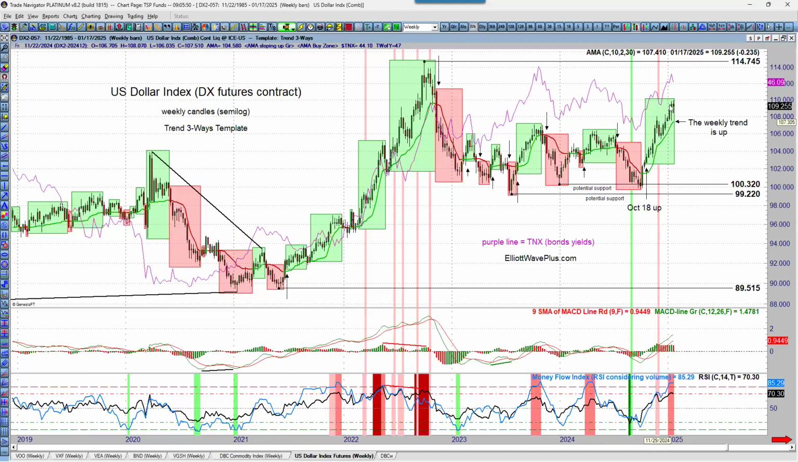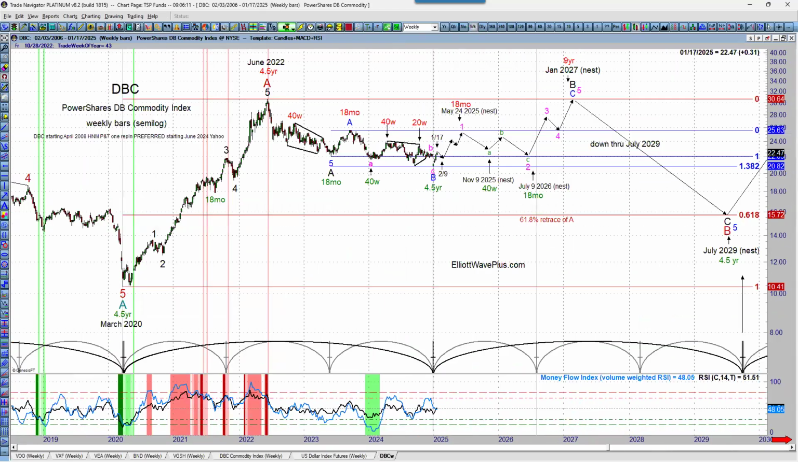The U.S. dollar squeaked out an ever so slight new high this last week above the previous week. We have kind of a long-tail doji or a spinning top potential candle on a weekly chart on the U.S. dollar, but it's hanging in there to the upside, and the trend is still up on a weekly basis on the U.S. dollar.